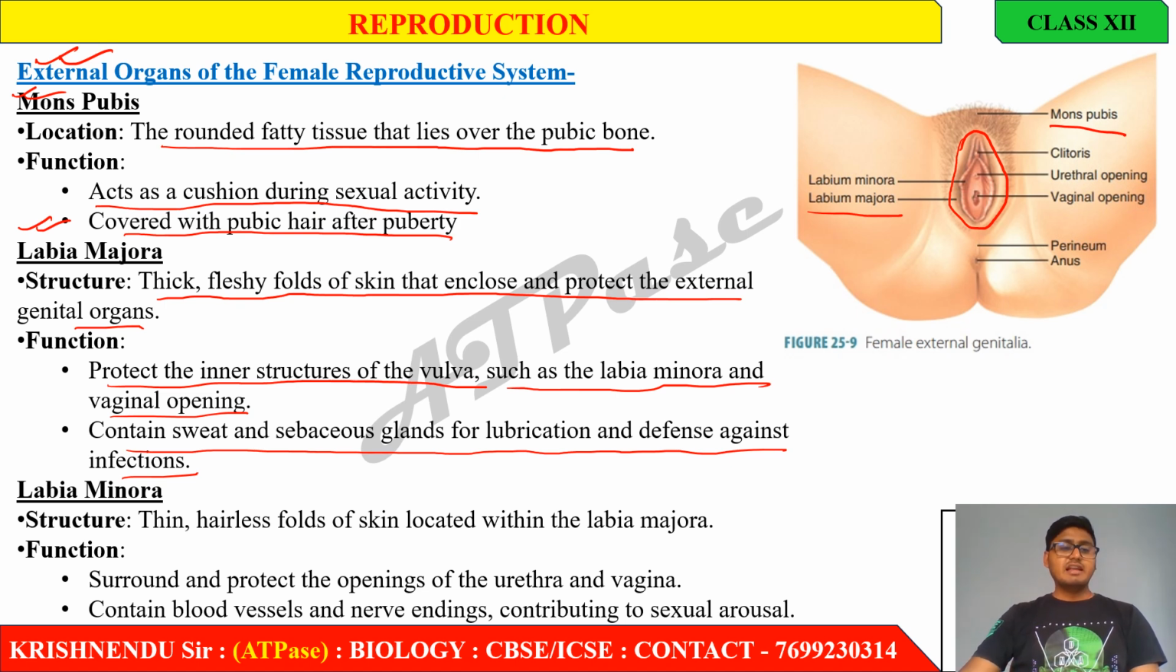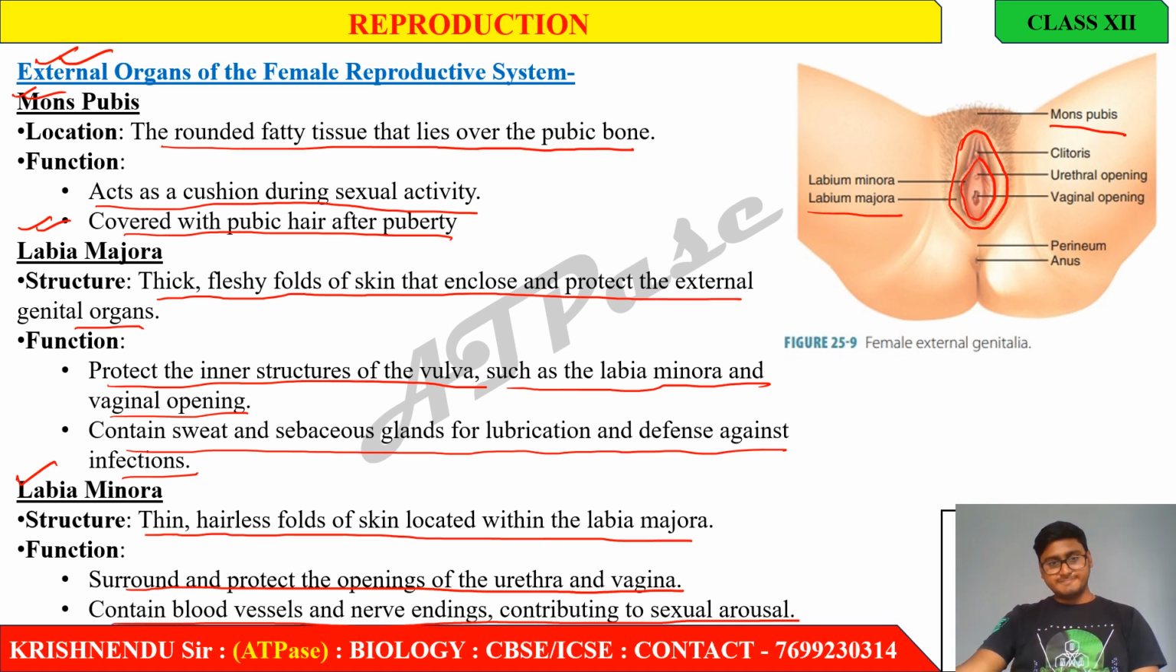Okay, then the labia minora. The structure is thin, hairless folds of skin located within the labia majora. So inside the labia majora, the labia minora is present. Function: surrounds and protects the opening of the urethra and vagina, and contains blood vessels and nerve endings contributing to sexual arousal. These are the functions of the labia minora.